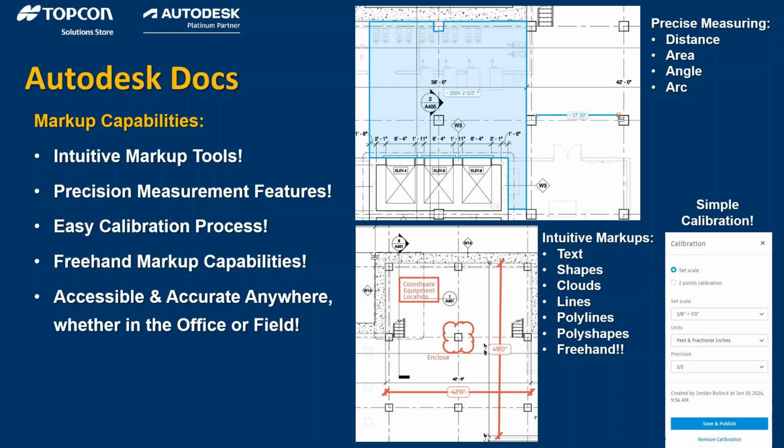You have precision markup and features in measurement tools, so you can easily measure distance, areas, angles, and arcs, again, directly in the field. So whether you're on a mobile device or on the web version. And then you can also easily calibrate your drawings.